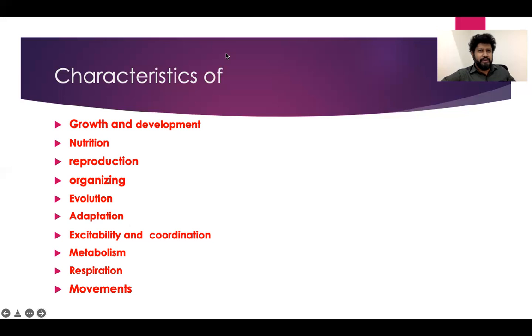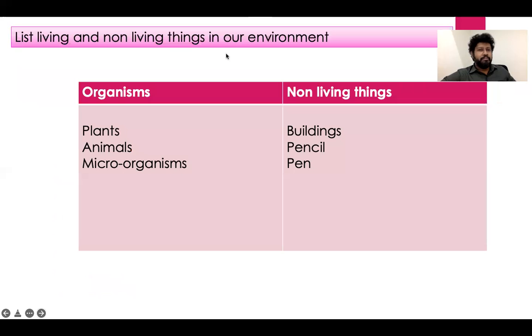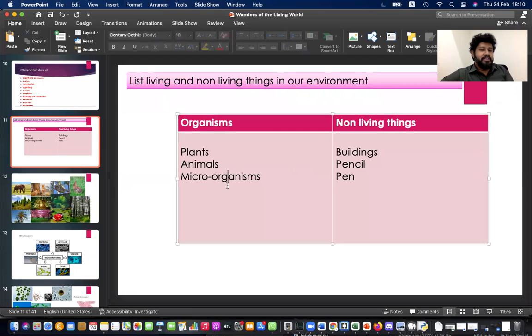Okay, today what are we going to learn? Today we are going to learn more about how we can categorize our surroundings, our environment. So let's list the things. Can you tell me some organisms around you? I think you have seen plants, animals, microorganisms, and humans, us. Those are organisms. Any other organisms which come to your mind?